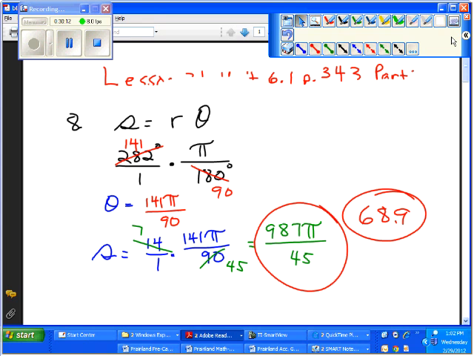All right, any questions on 7 and 8? I could have just said arc length S equals r theta, but I wanted you to see the geometry connection and how we derive that using our conversion from degrees to radians. These formulas didn't just come out of the air. They were created with a little bit of geometry and a little bit of trigonometry.